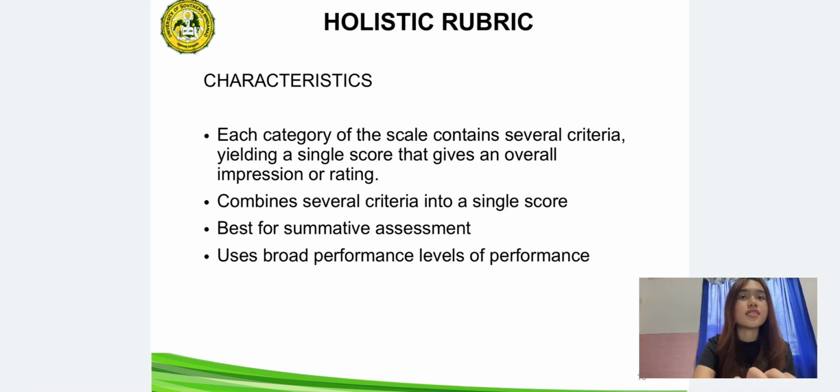Next is the uses broad performance levels. So, yung mga descriptions dito sa holistic rubric is masyado siyang general and broad, such as yung mga description, excellent, good, or fair, or needs improvement. So, yung each level na yun explains yung overall quality na ng work ng students without separating yung mga specific details.